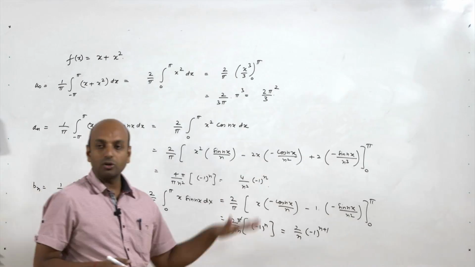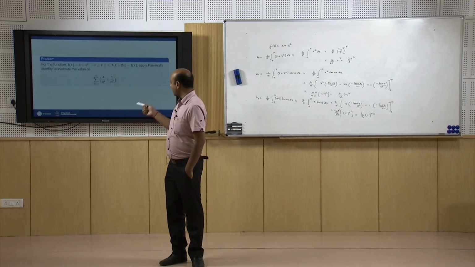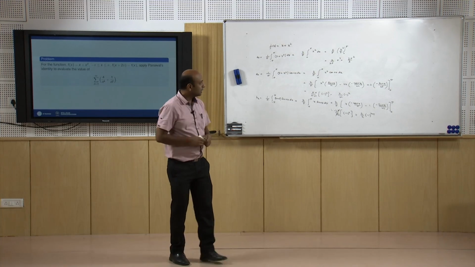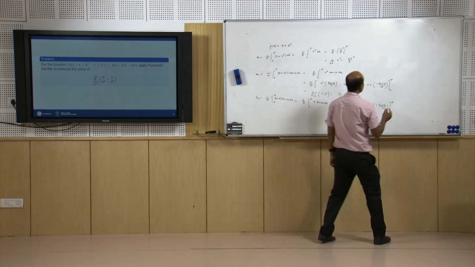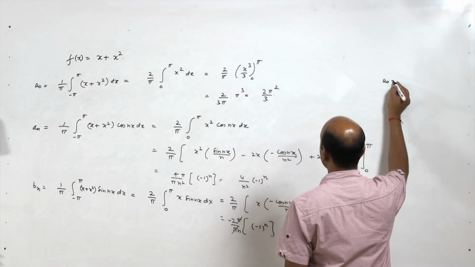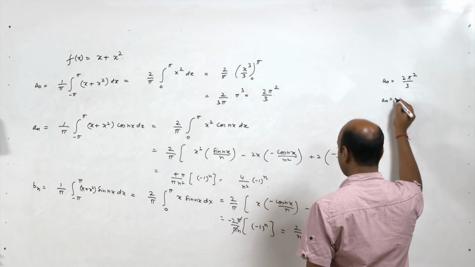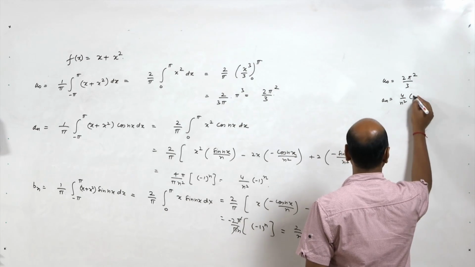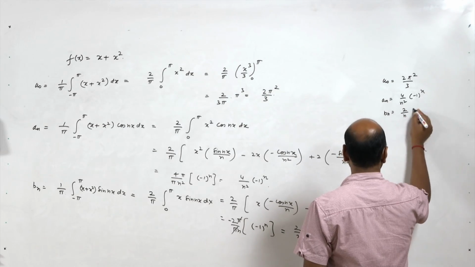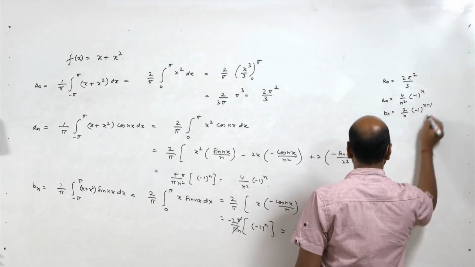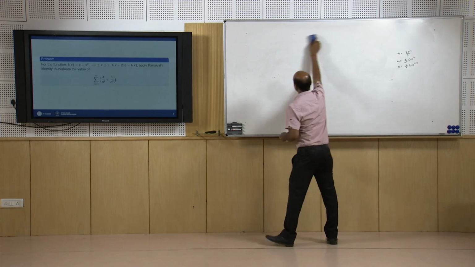So, we got the values of a naught, a n and b n. We can directly apply Parseval identity to find out the value of this expression. So, what is Parseval identity? Let us note down the values. A naught we obtain as 2 pi square upon 3, a n we obtain as 4 upon n square into minus 1 to the power n, and b n we obtain as 2 upon n into minus 1 to the power n plus 1. So, these values we have obtained. Now, we can apply Parseval's identity.